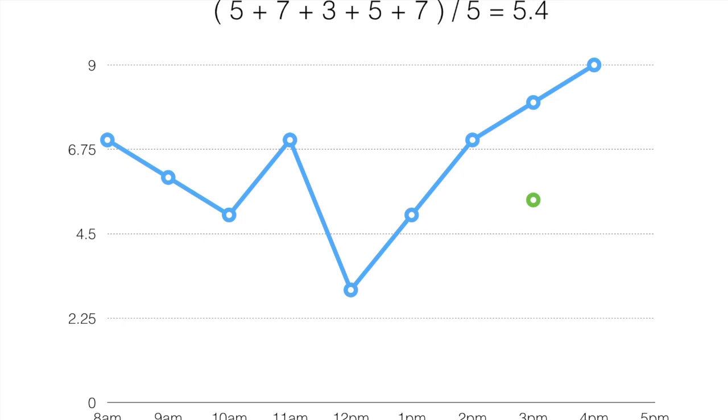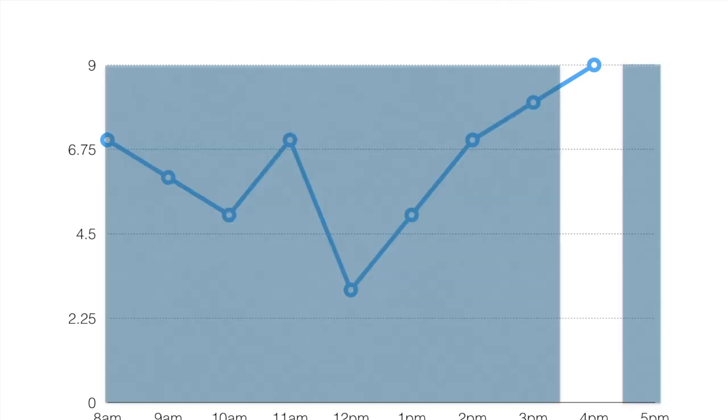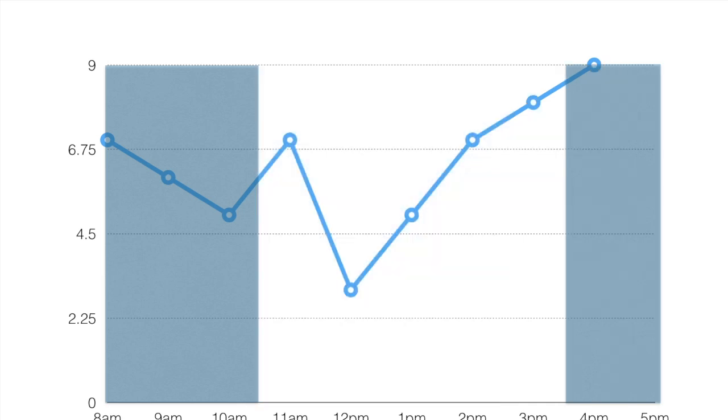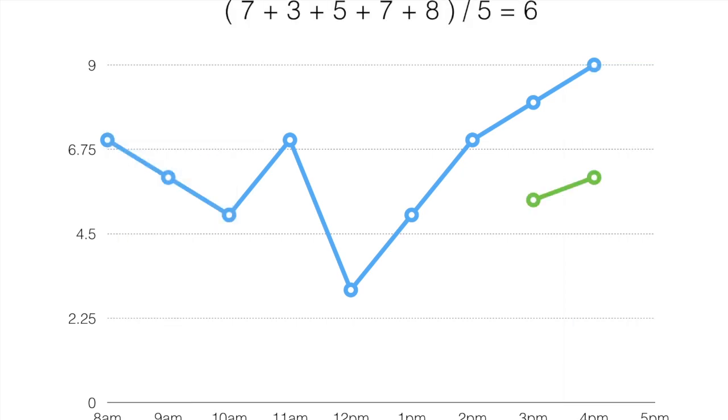Let's move ahead 1 hour to 4 p.m. To calculate this moving average with a period of 5, we'll now disregard the 10 a.m. value and add the 3 p.m. value to the calculation. The moving average is now 6. Get the idea? There are several different kinds of moving averages. The one in the previous example is called a simple moving average.